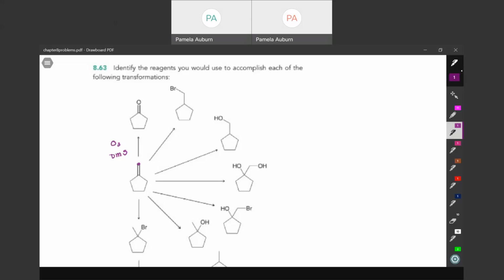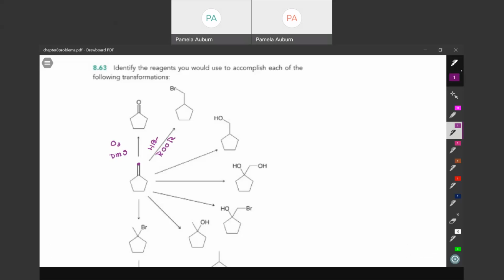In the next case, I'm adding bromine. I'm adding it to the least substituted carbon. So I'm doing anti-Markovnikov addition. And to do that, it's HBr and peroxide.